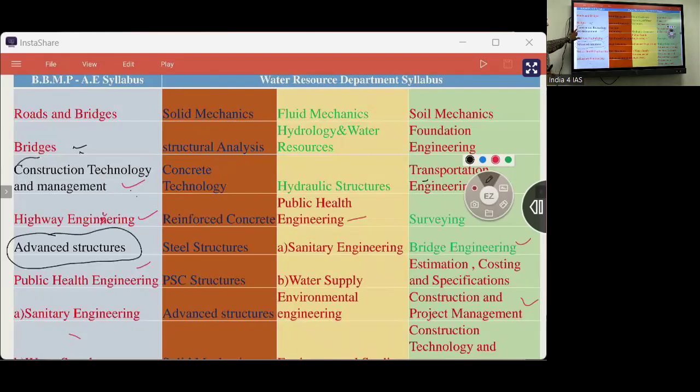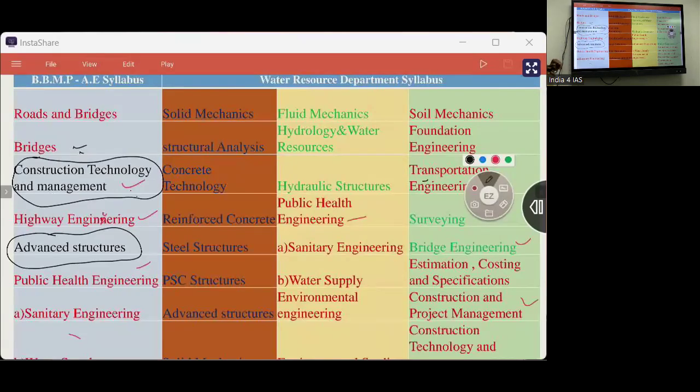and this construction technology. There is a slight difference between construction technology and management and construction and project management. There you are studying this PERT, CPM and all. Here, in construction technology and management, you will concentrate more on the tools and the machinery we are using in construction activities. There are so many researches going on. We are into that research also. That is a different entity. Okay.